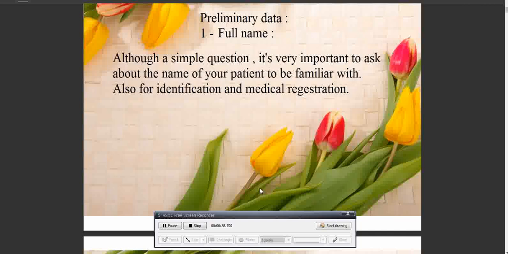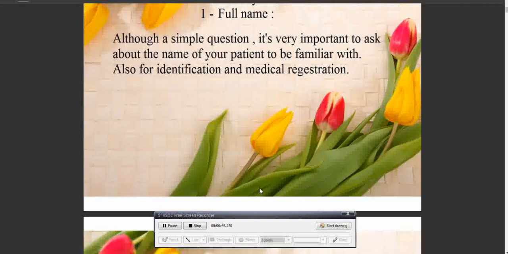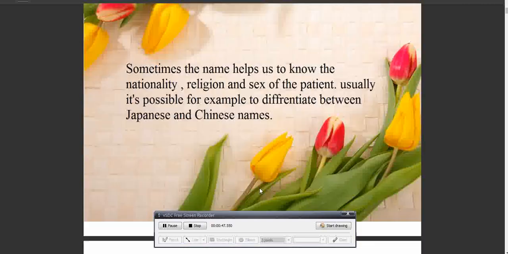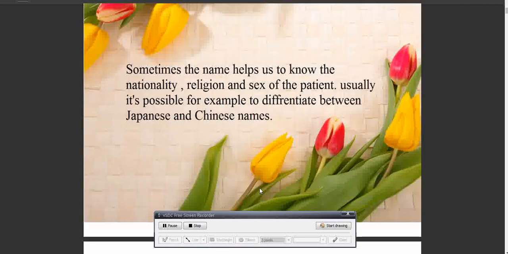So the name. Although a simple question, it's very important to ask about the name of your patient to be familiar with the patient. Also for identification and for registration. Remember hospital, if nothing is recorded, eventually you'll say nothing happened. So everything must be recorded, including the name.